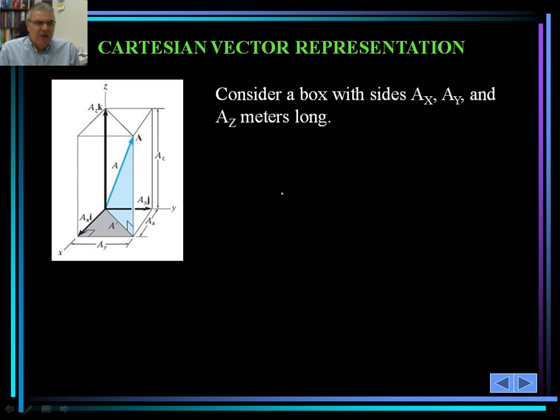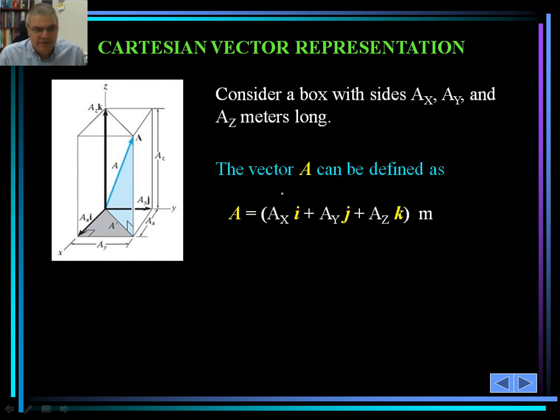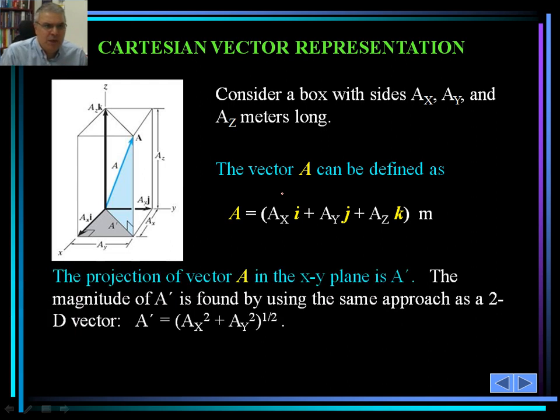So consider a box with sides A sub x, A sub y, and A sub z meters long. Those are the lengths of this box. And we would like to represent a vector A as such. We define it as A sub x i plus A sub y j plus A sub z k in meters. Don't forget the units. That would be the Cartesian vector representation. The projection of vector A in the xy plane is A prime, as shown down here. This is the projection.